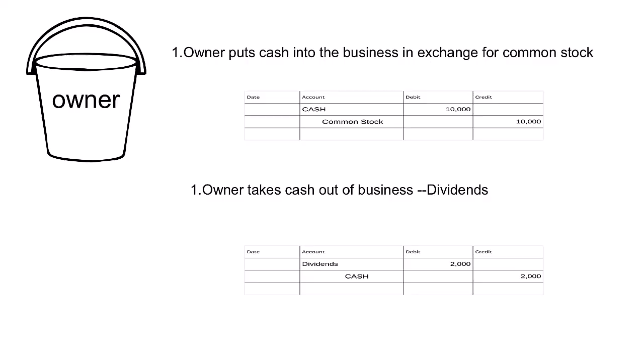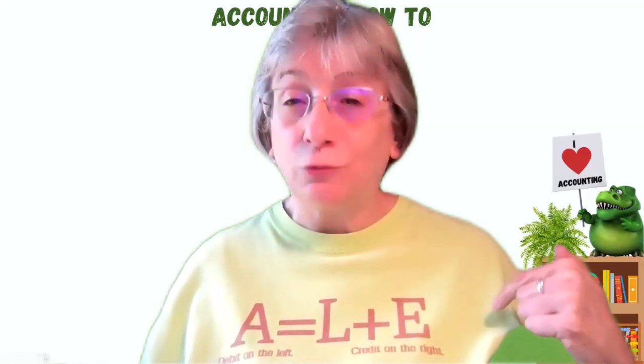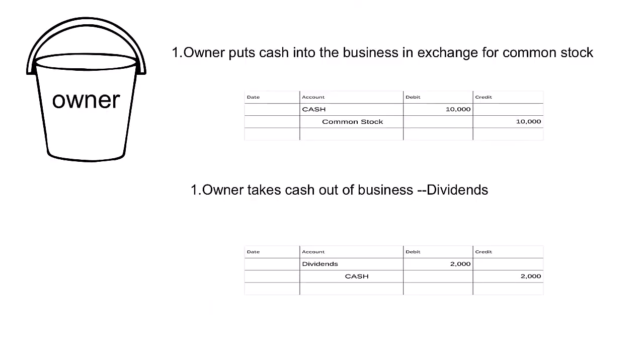So let's say the owner is putting in $10,000. So the business gets $10,000, and in exchange for that, what are we giving to this person putting money into the business? We're giving them some equity. So now we're on the equity side of the accounting equation. The equity side is on the credit side, the right side. So to increase common stock, our equity account, we want to credit it. So that's all that is with that transaction. We're increasing cash and the owner gets equity in exchange for that.